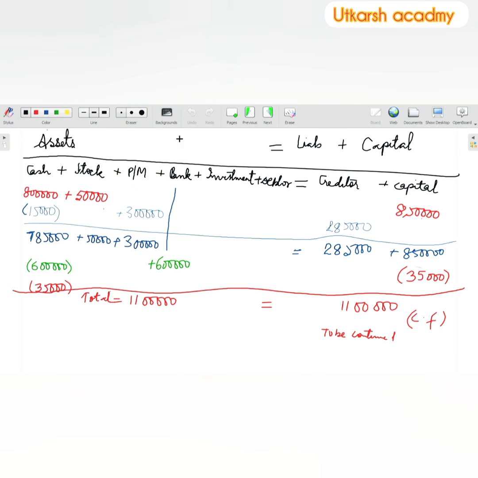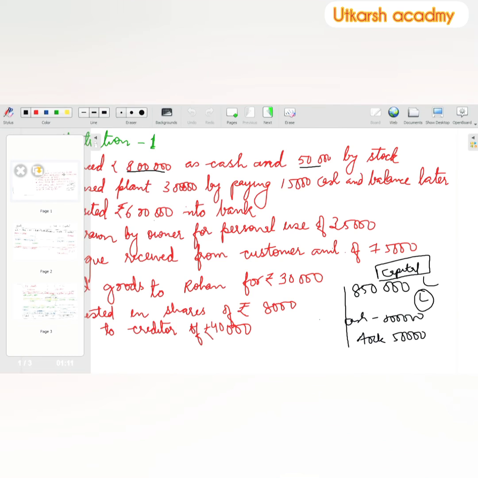So here, see, assets equal liability plus capital. In the cash column, we will write 8 lakh as 8 lakh has been brought to the company. 50,000 stock has been increased, so in the stock column, 50,000. And we know 8 lakh 50,000 capital has been increased. Okay, now we'll move to the second transaction.